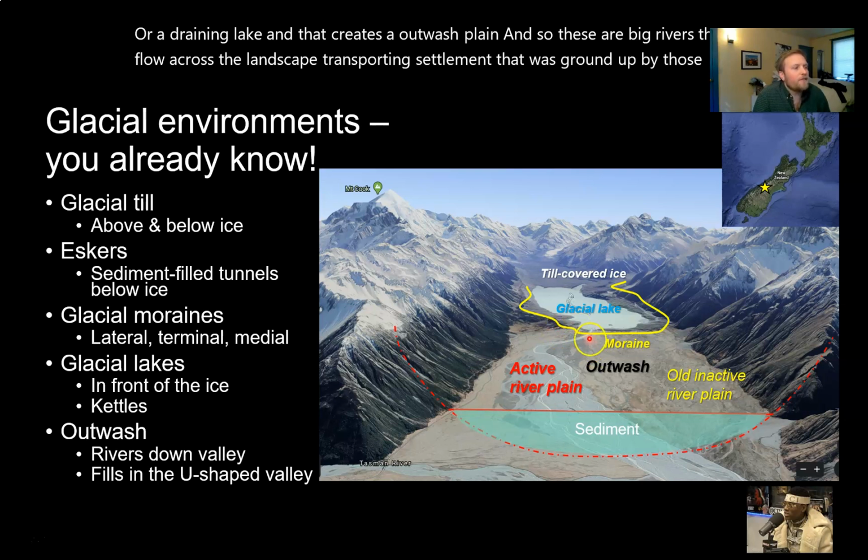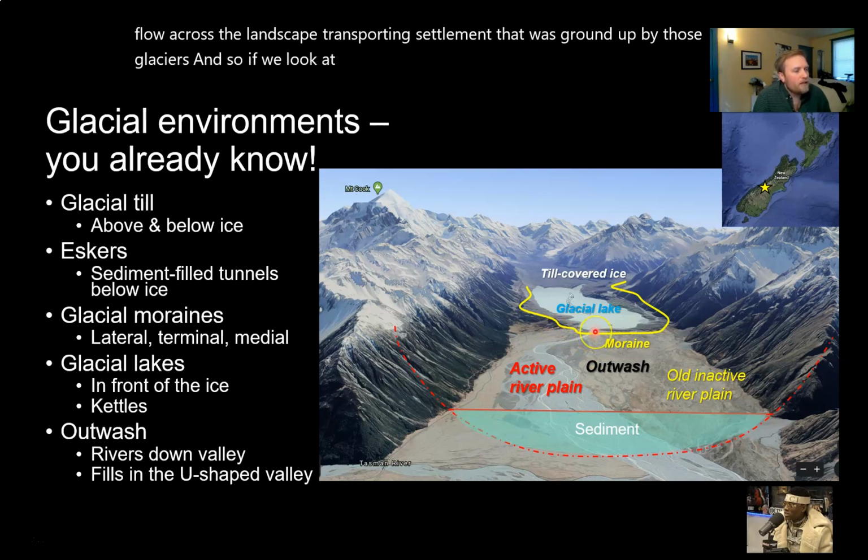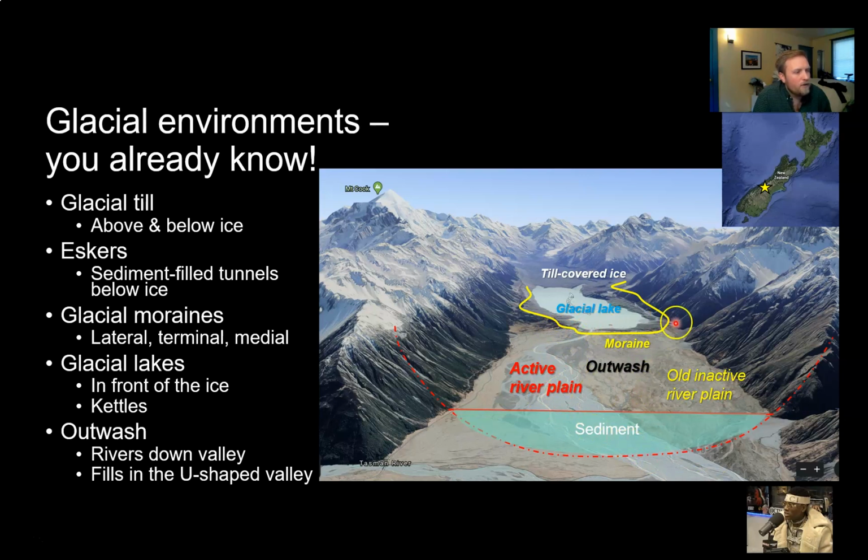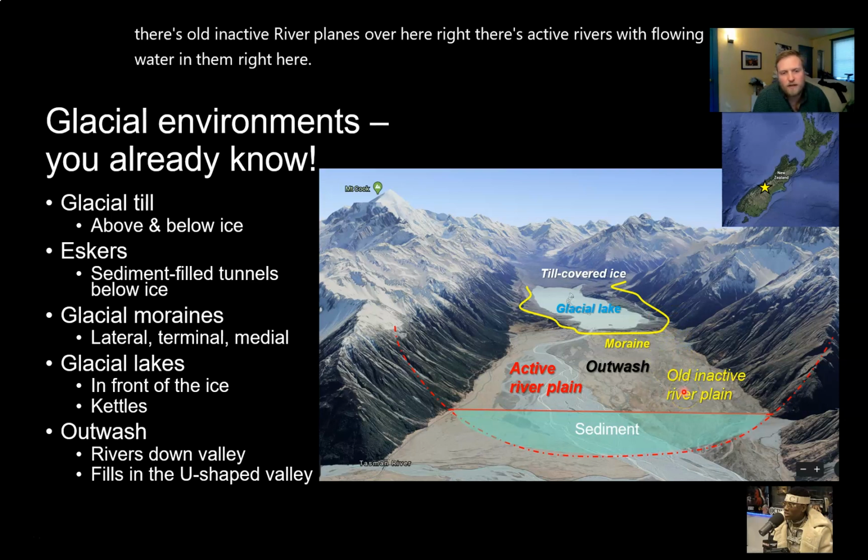And so if we look at this big outwash plain in Mount Cook National Park in New Zealand, you can see that there is the active river plain over here, right? And there's old inactive river plains over here, right? There's active rivers with flowing water in them right here. And you can see the outlines of the old meandering rivers on the inactive part of the plain.